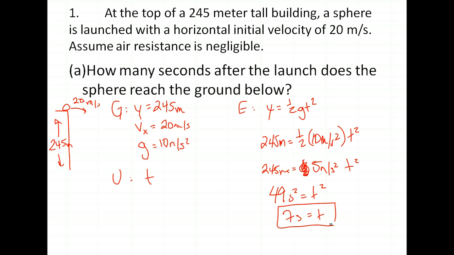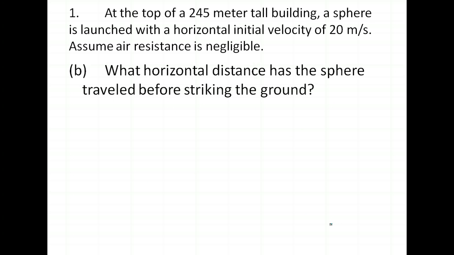So let's go ahead and go on to part B then. What horizontal distance has the sphere traveled before striking the ground? We're going to use our same givens from the previous slide. I'm not going to rewrite them here, but our unknown this time is x. And so the equation we can use for this one is one that we got the other day off our warm-up sheet, and that is x equals velocity times time.